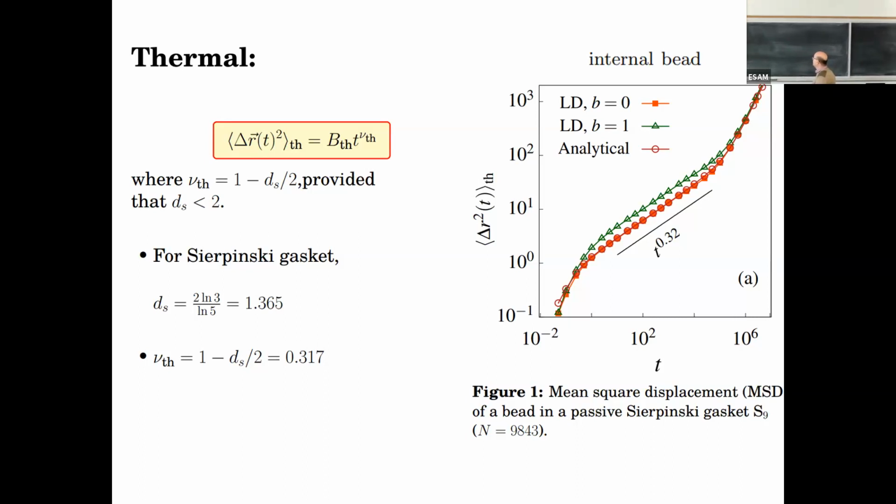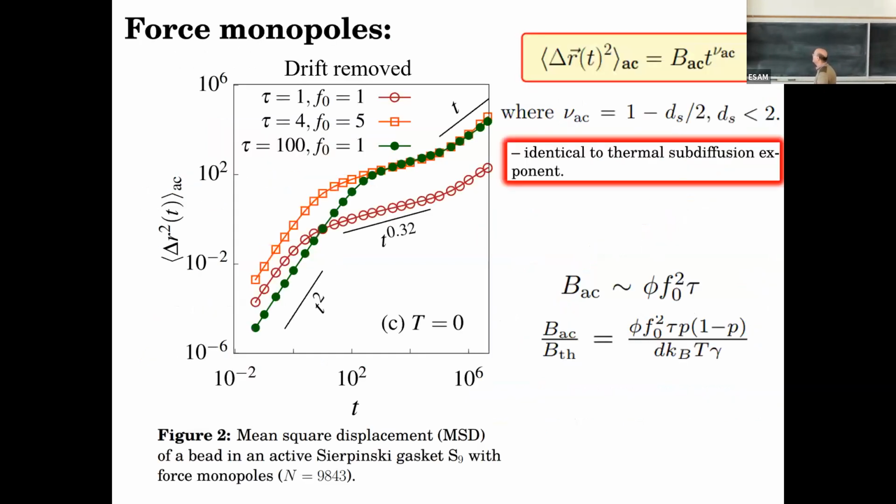There is a small difference in the amplitude if you take B, the equilibrium distance of a spring, to be 1 or 0, okay, just using dimensional units. But once you take 0, then the analytical theory and the Langevin dynamics give you the same result. And this is for a quite large Sierpinski gasket. Then it goes to center of mass diffusion.